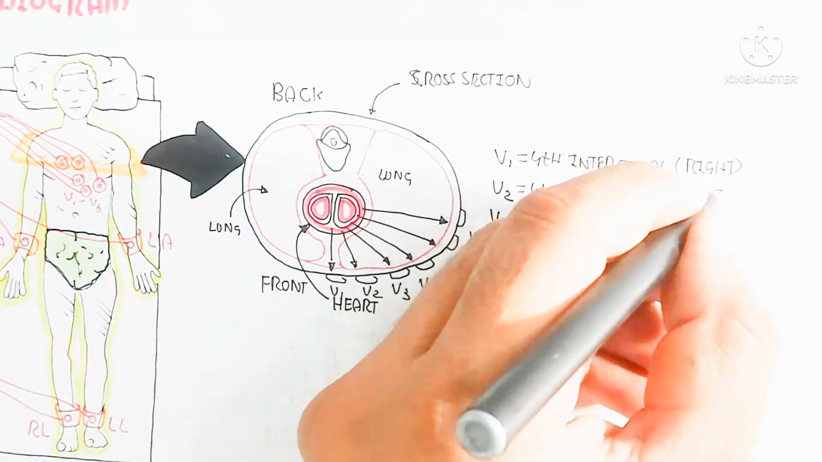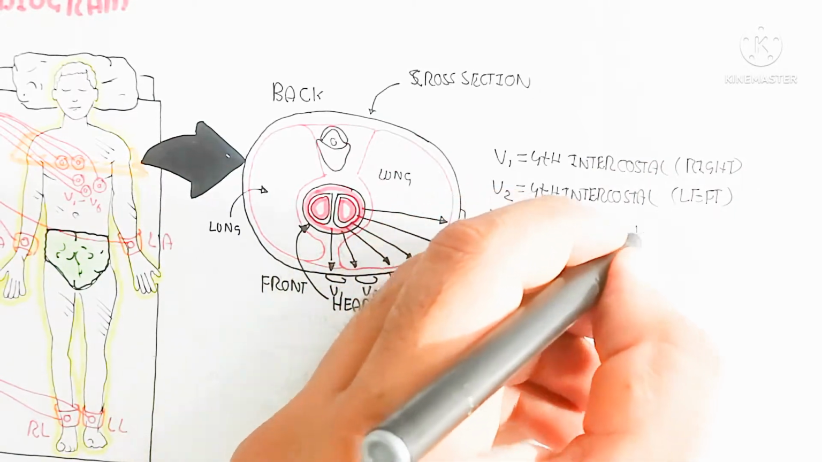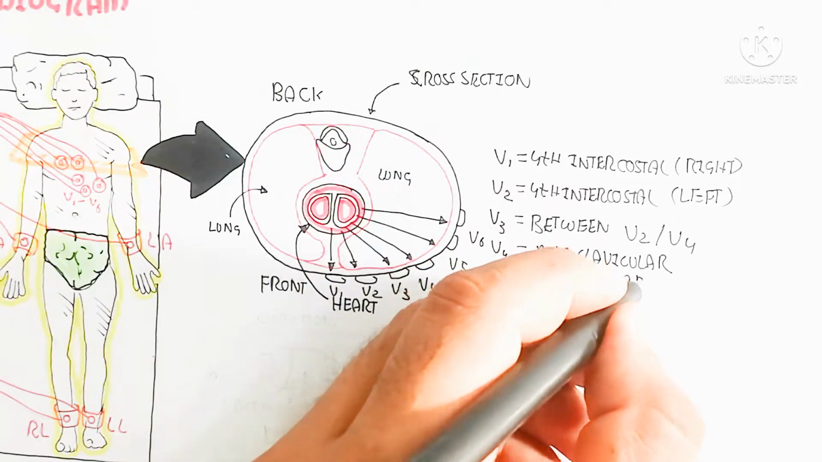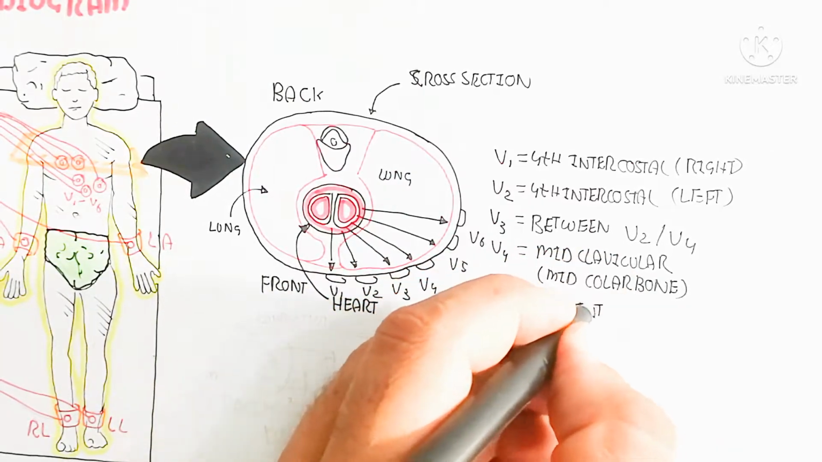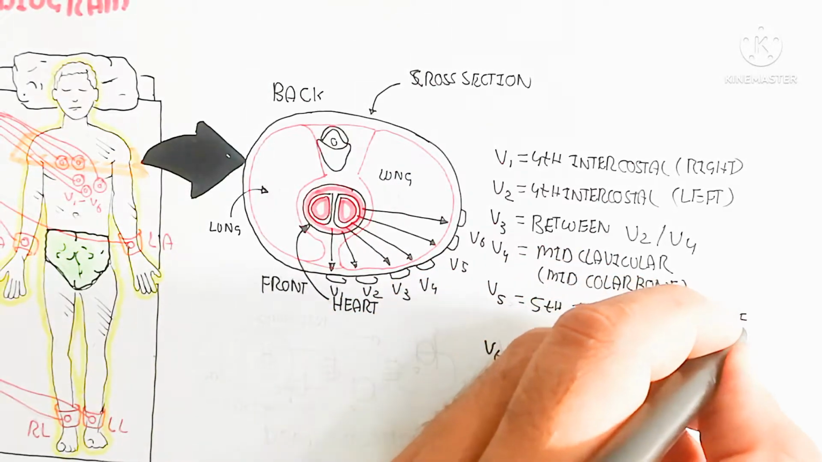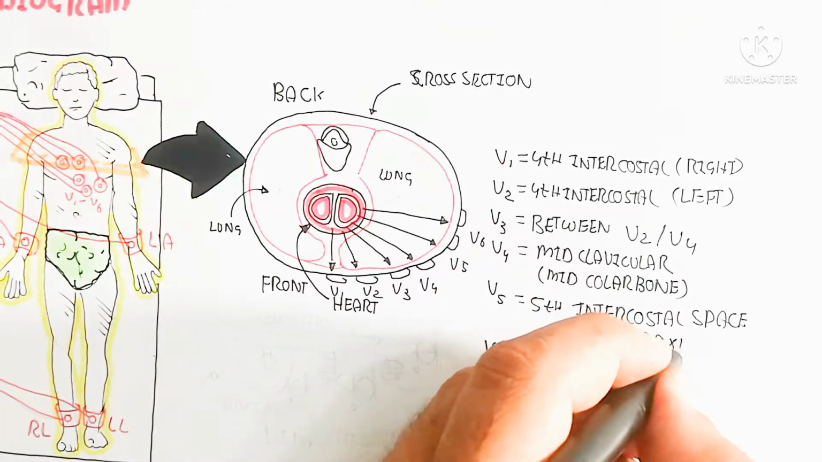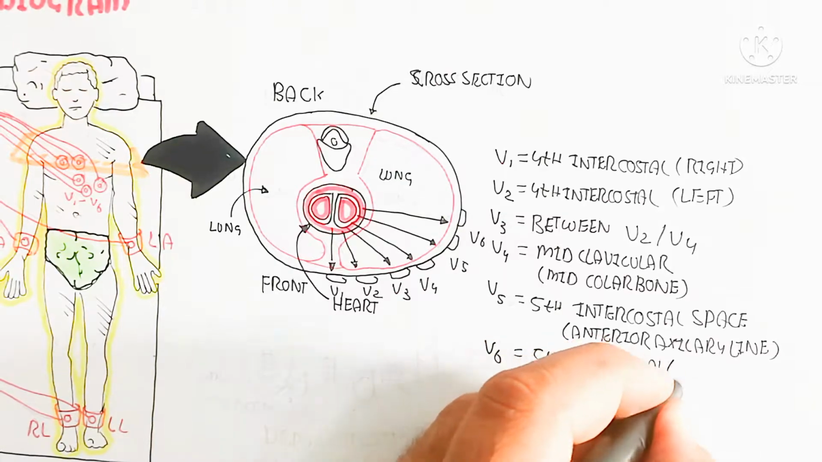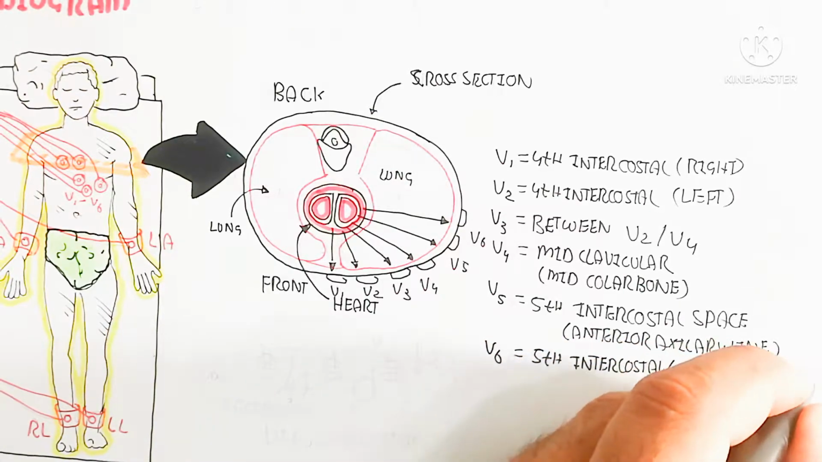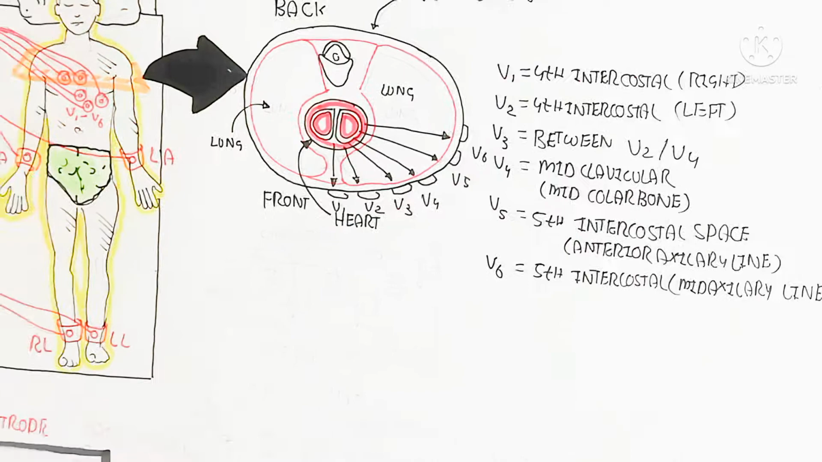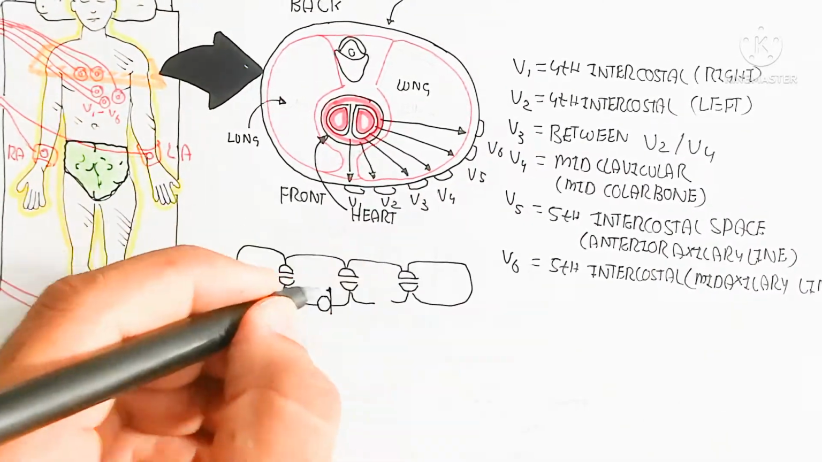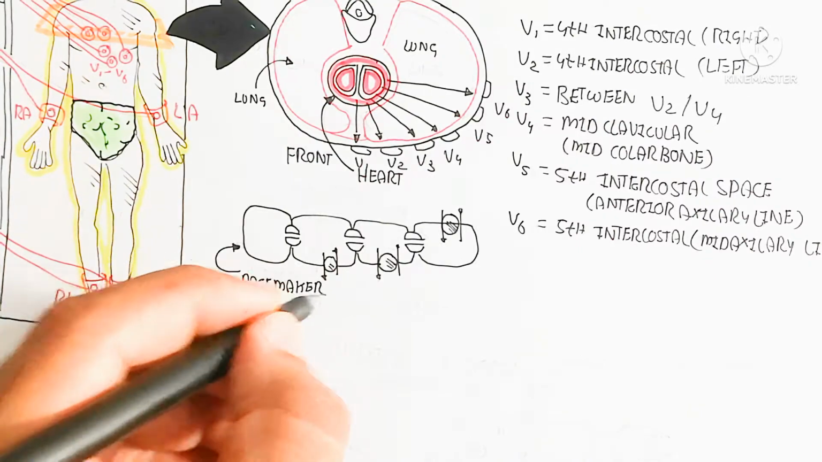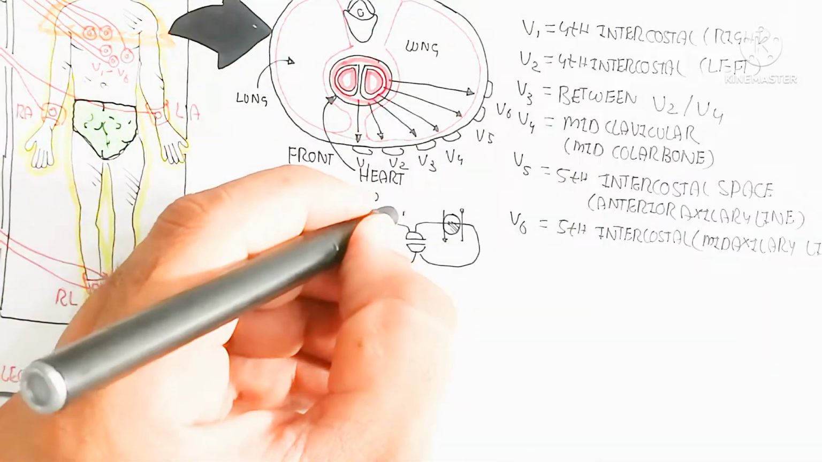So this is the V1 to V6. V1 is the fourth intercostal space on the right, and V2 is the fourth intercostal electrode on the left, and V3 is between V2 and V4. And what is V4? V4 is the mid-clavicular, mid-collarbone, while V5 is the fifth intercostal space at the anterior axillary line, and V6 is the fifth intercostal space at the mid-axillary line.